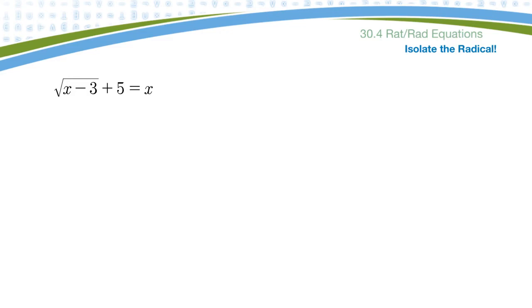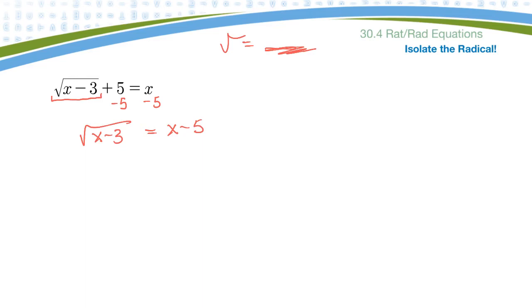So this one here, I've got a radical, plus 5 equals x, and I want to solve for x. I've got two x's, one problem. One issue that I have here is that the radical isn't isolated. I need to isolate that so it's on one side of the equation and all the other stuff is on the right side. So my first step is to subtract 5 on this side, subtract 5 on this side. Now I've got root of x minus 3 is equal to x minus 5.